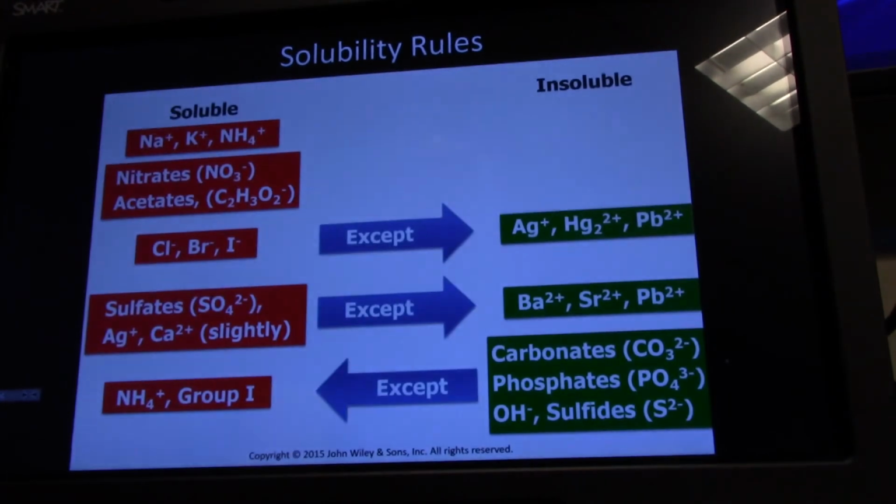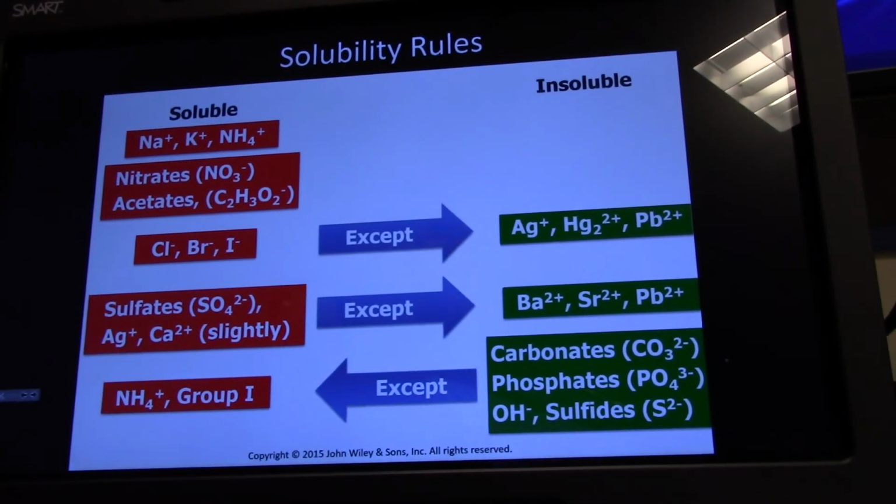Solubility rules. How do I know when something will dissolve in water or not? There's a lot of complicated rules. In this class, we keep it simple. Rule 1. If the cation is a group 1 metal, lithium, sodium, potassium, rubidium, cesium, or ammonium, the compound will dissolve in water. So ammonium compounds and all group 1 compounds dissolve in water always in this class.